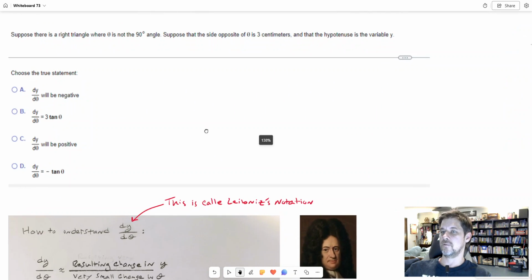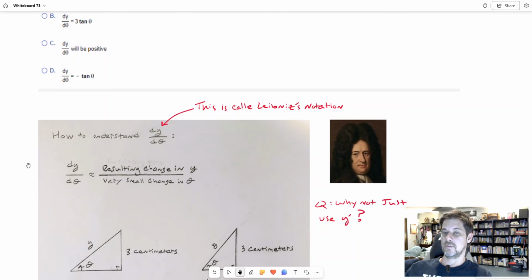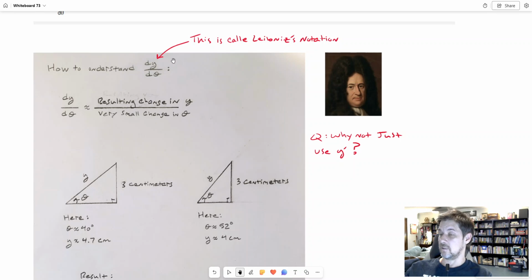Okay, so here's this. Let's go back to this question. Let's answer it. So we got that right triangle that I just showed you up there. You've got this angle theta. You've got this side fixed at 3 centimeters, and then you got the hypotenuse. Okay, which is true about the derivative dy over d theta. So talking about that a little bit, first of all, dy over d theta is called Leibniz notation. And there's Leibniz if you want.